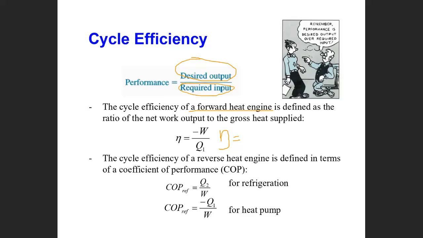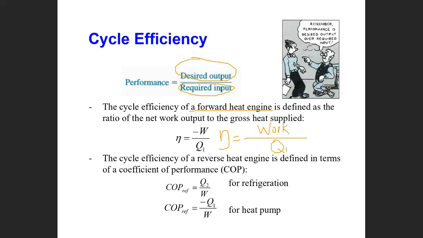So for a forward heat engine, the designed output is the work, because we want to convert thermal energy into work. The work can be used for steam engines to make our cars and trains run. However, the required input is the thermal energy, which is how much heat is required.